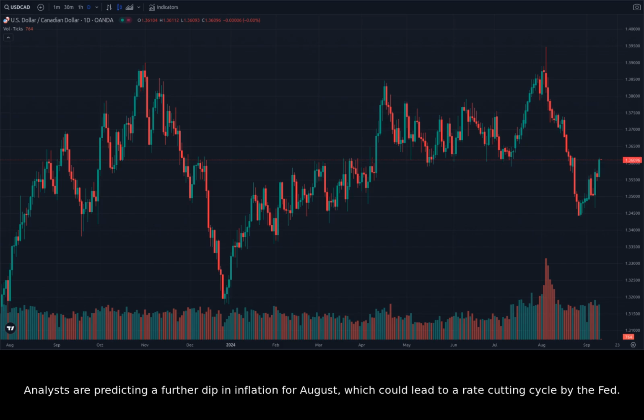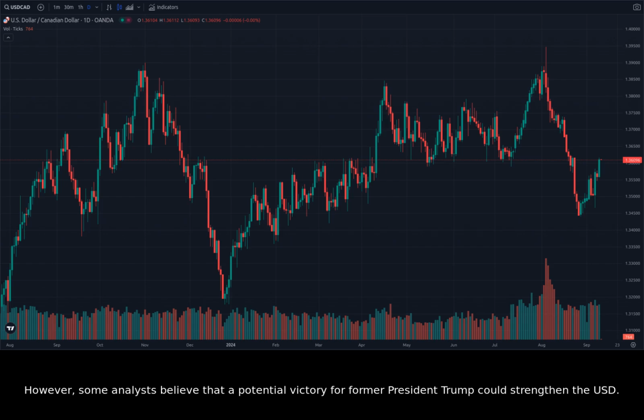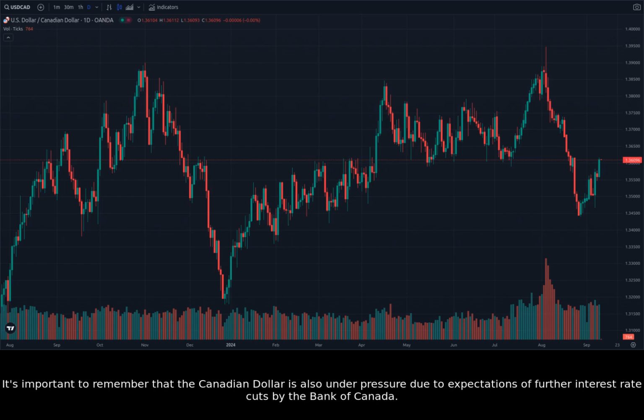Analysts are predicting a further dip in inflation for August, which could lead to a rate-cutting cycle by the Fed. This could potentially be negative for the U.S. dollar. However, some analysts believe that a potential victory for former President Trump could strengthen the USD. It's important to remember that the Canadian dollar is also under pressure due to expectations of further interest rate cuts by the Bank of Canada.